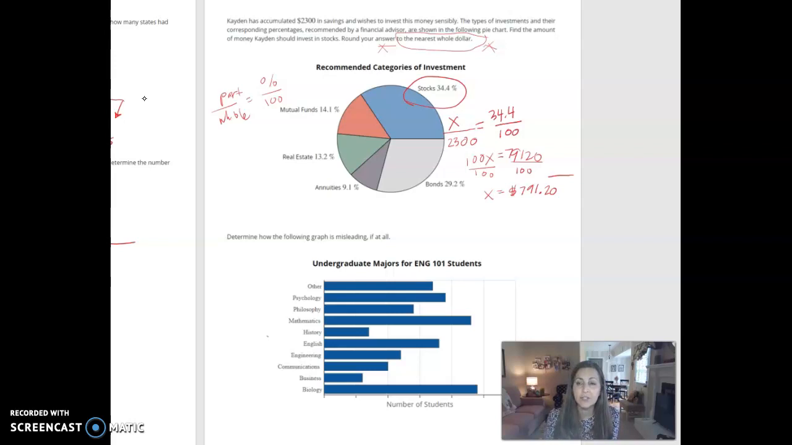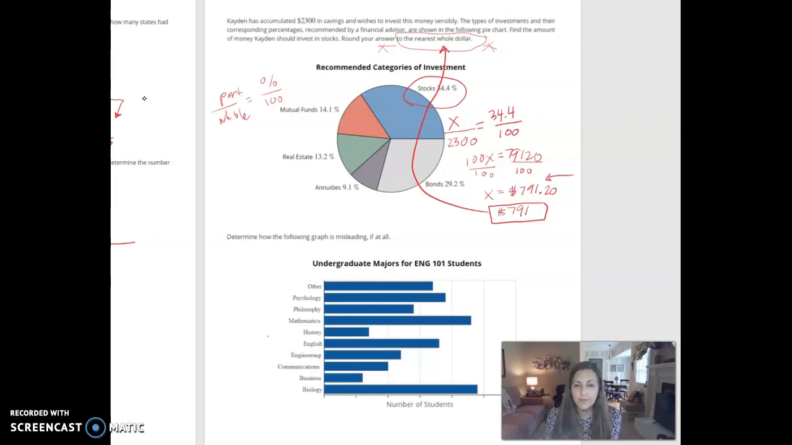So let's see. Is this going to stay at $791 or bump up to $792? Well, it's going to stay at $791. That 2, since it's less than 5, it is not enough to bump up. So we have to round this answer right here to the nearest whole dollar. Let me draw an arrow from here to here because that's why I cut that 20 cents off. I almost missed that one, so be careful.